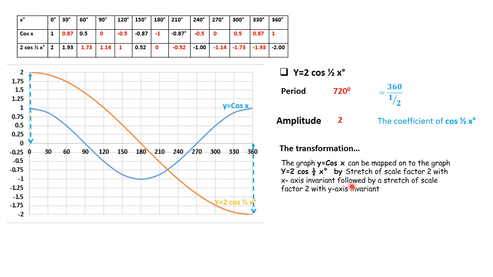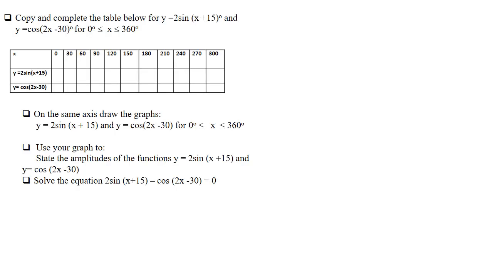The second half of the explanation is followed by a stretch of scale factor 2 with y-axis invariant. In other words, this time round, stretching the x-axis but not changing the y-axis. No wonder the period is now multiplied by 2. And I think that's clear. This graph here is like everything was multiplied by 2 to get this other one. That means x multiplied by 2, the y multiplied by 2. And I think that's the best I can explain. Let's go to another question.